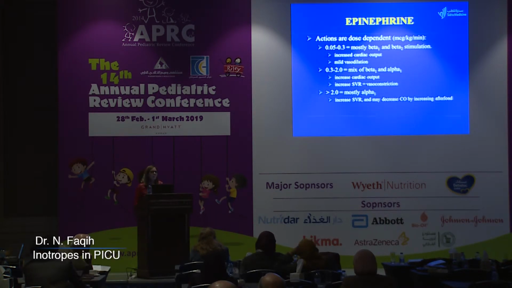So the dose that we want to mainly be talking about, which gives us mainly a beta-1 and beta-2 stimulation, is the smaller dose of epi, and that is the dose between 0.05 to 0.3. Anything which is higher than 0.3, you're going to start getting a mix of beta and alpha, and then anything which is higher than 2, you're going to get mostly alpha effect. The beta-1, beta-2 effect, you're going to get the inotropy, and you're going to get some mild vasodilatation. And then as you start getting the mix of the beta and the alpha, you're going to get the increase in the cardiac output or the inotropy, and you will also start getting some of the vasoconstriction.